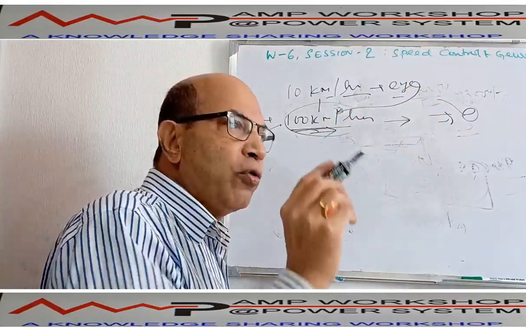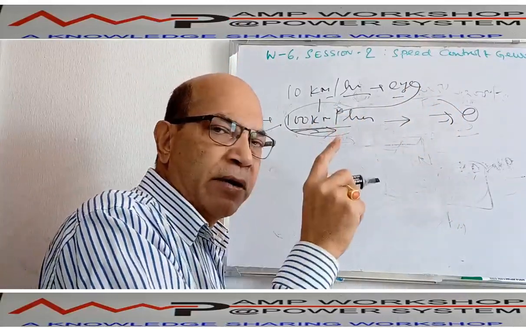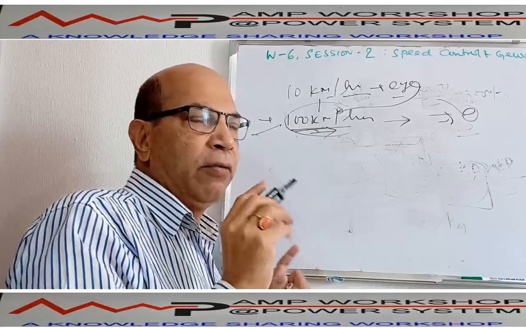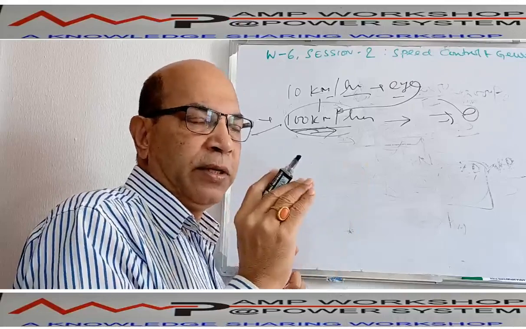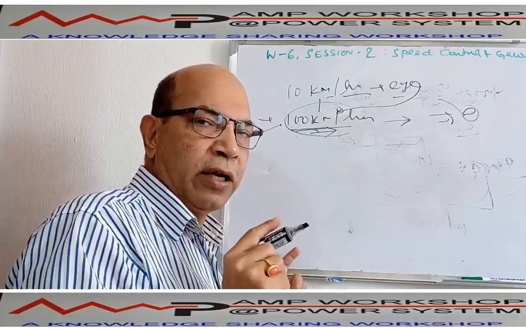The moment you see the odometer reading is 100 km per hour again by your eyes, then immediately you will tell, okay, I am now right. I will not increase the speed anymore. So I will maintain this speed. That means your brain will tell your leg not to increase.